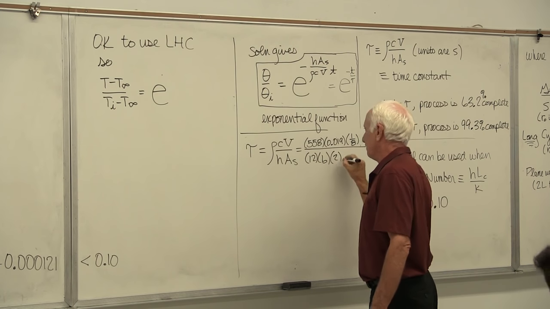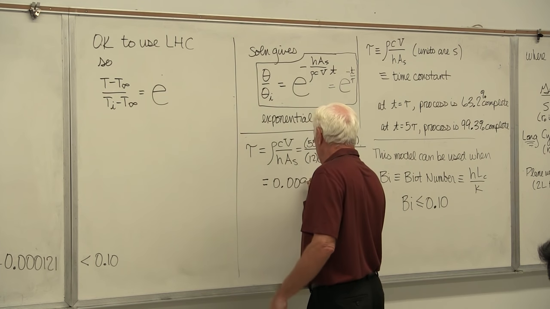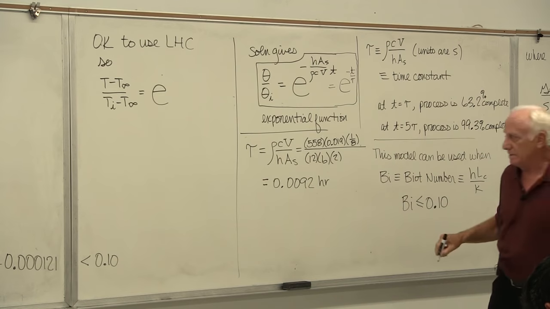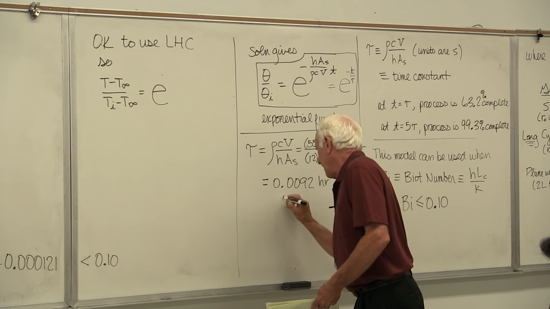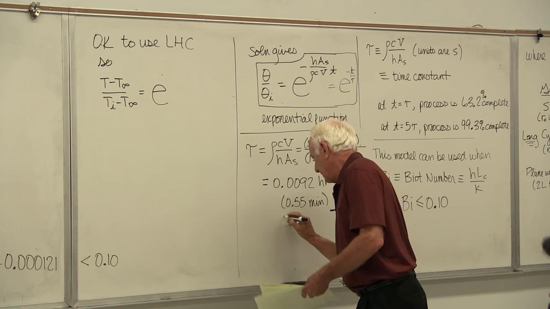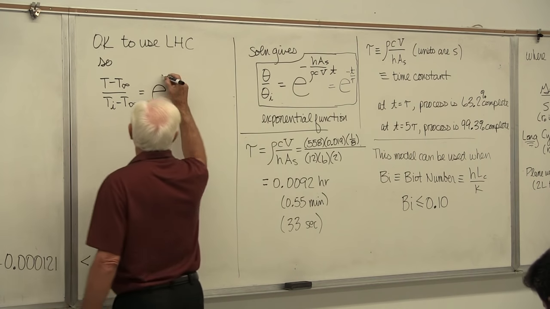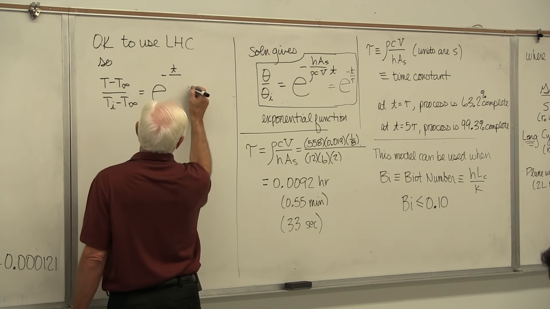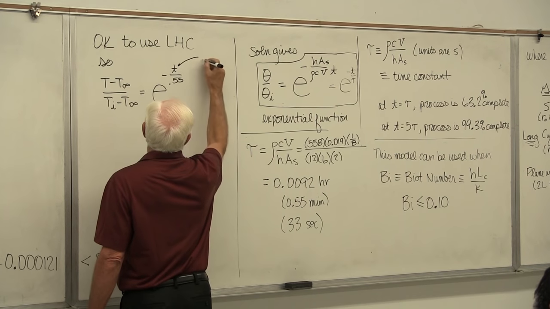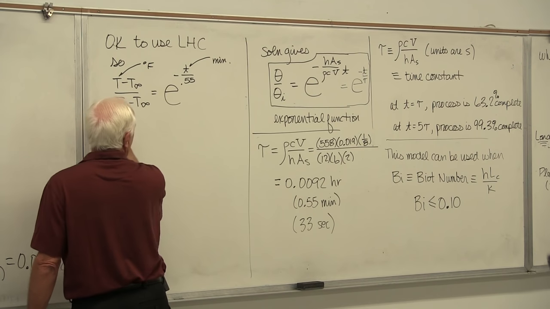H2, time constant: 0.0092 hours. The answer comes out to be in hours because hours is in the properties over there in English, which is a little more than half a minute, about 33 seconds. So there's a time constant. That goes up here, minus t, we'll put it in minutes, I'm sorry, minutes, 0.55. T is in minutes, temperature is in degrees Fahrenheit. Okay.